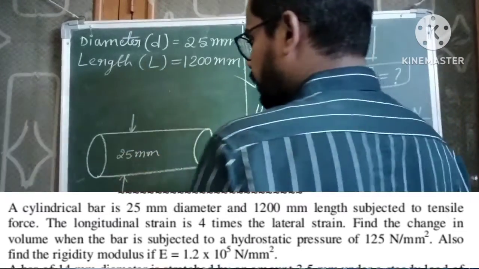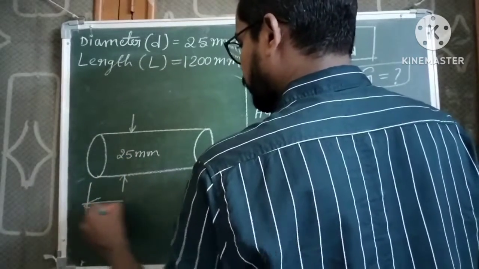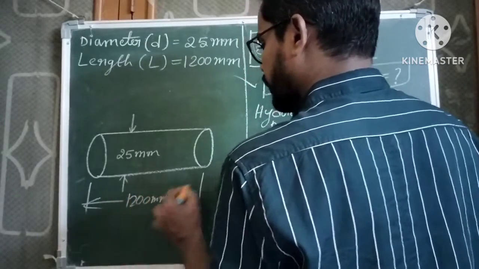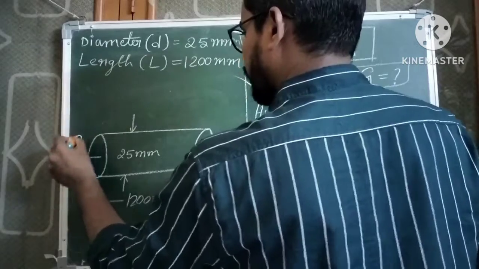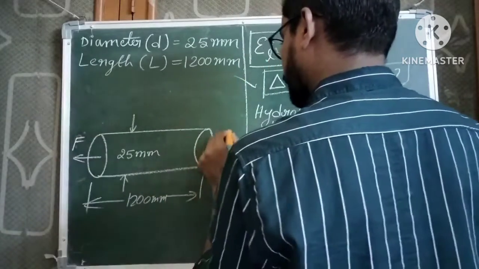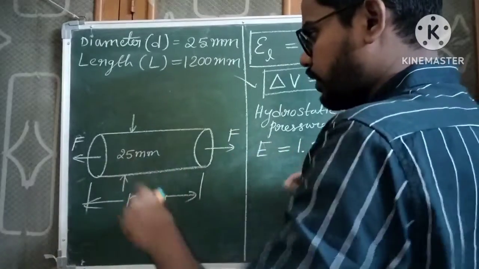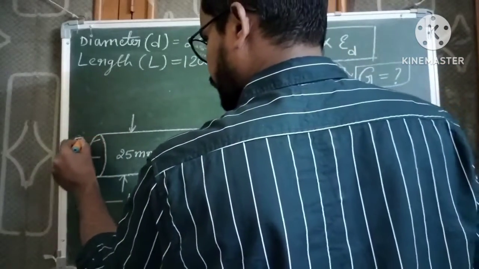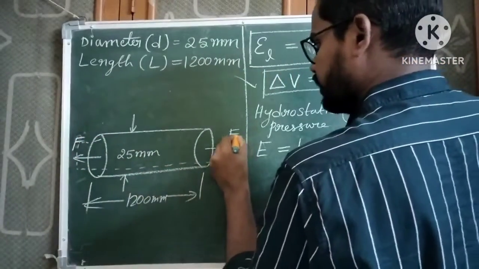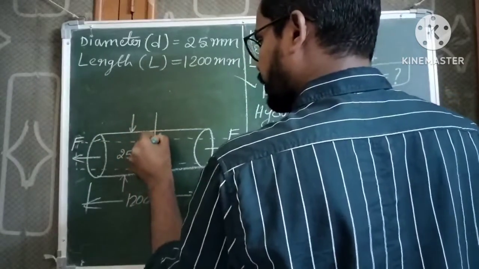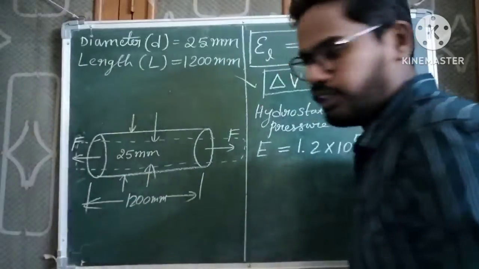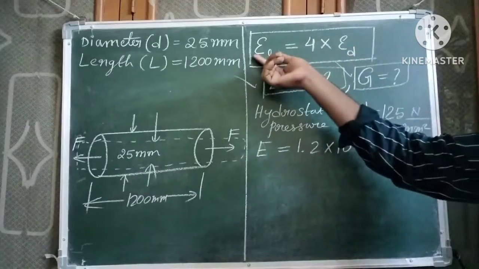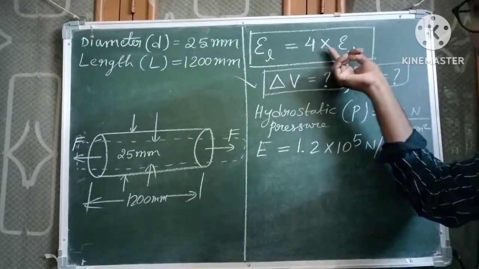Here there is a cylindrical bar, its diameter is 25 mm and the length is 1200 mm, subjected to tensile force. Now due to tensile force there is a change in length and a change in diameter. Since it's a tensile force, length increases, diameter decreases. Now the given relation: longitudinal strain is equal to 4 times of lateral strain or diameter strain.